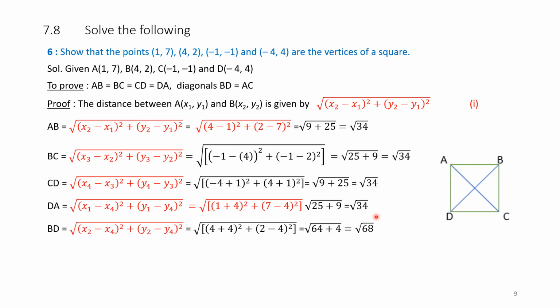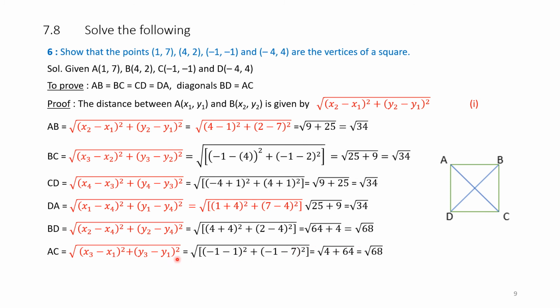For a cross check, we can also find out the length: the diagonal length AC should be equal to the diagonal BD. Let us find out the distance of AC and BD. BD is equal to square root of x2 minus x4 whole square plus y2 minus y4 whole square. That is equal to 4 plus 4 whole square plus 2 minus 4 whole square. Here 2 minus 4 is minus 2, minus 2 whole square is plus 4. Therefore, it is 64 plus 4, square root of 68.